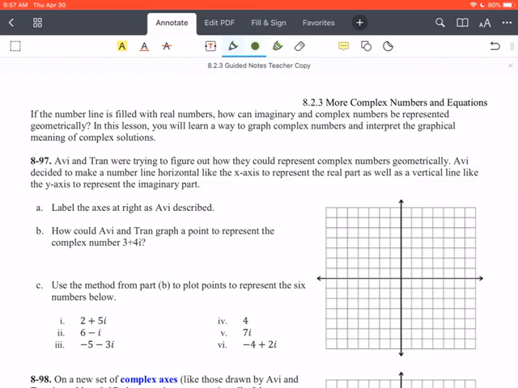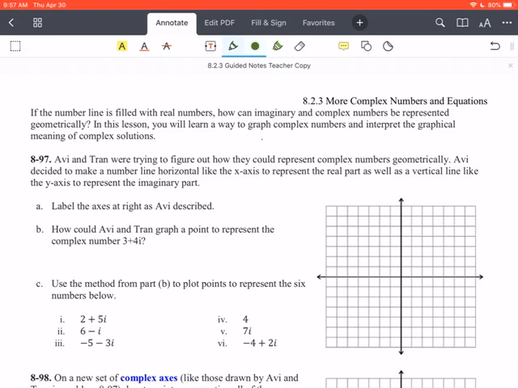which, as a reminder, complex numbers have the real component A plus the imaginary component, which we write as Bi, where A and B are numbers. Okay, and we are going to interpret what the graphical meaning of these complex solutions is going to be. So 97 says AV and Tran were trying to figure out how they could represent complex numbers geometrically.